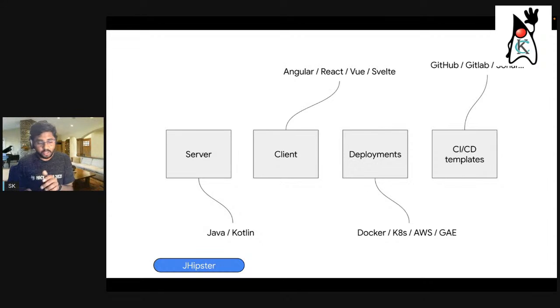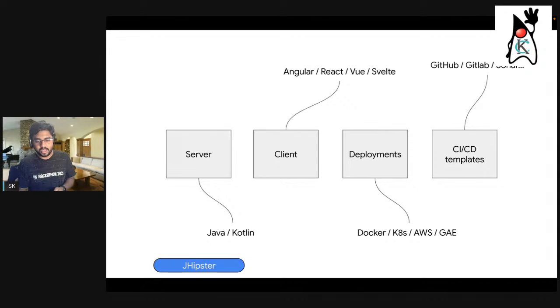And then you have something called the deployment module, and its main job is to create the deployment files for you. So the Docker, Kubernetes configuration, or AWS configuration to put it on GAE, GCP, and things like that. It creates all those deployment configurations for you.